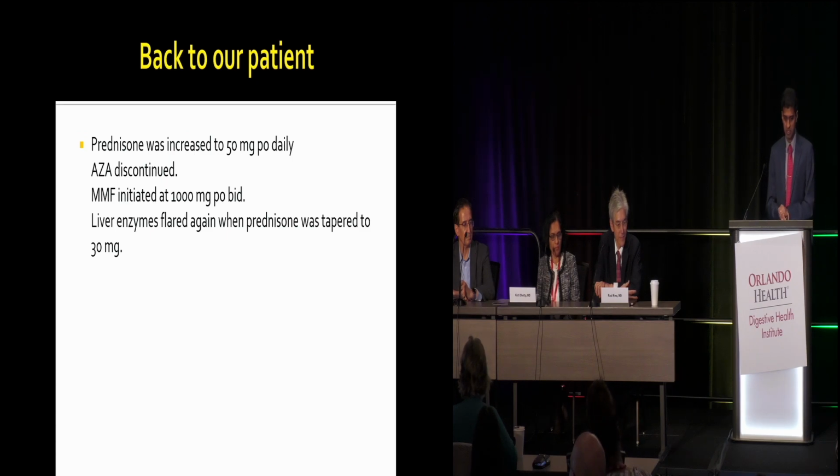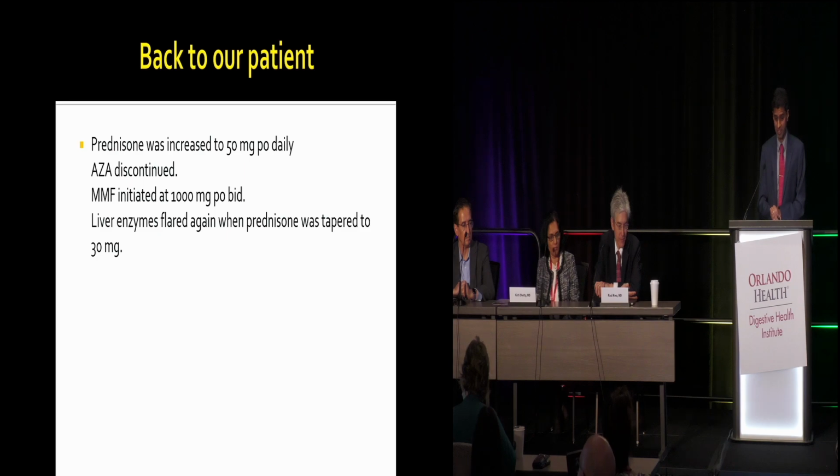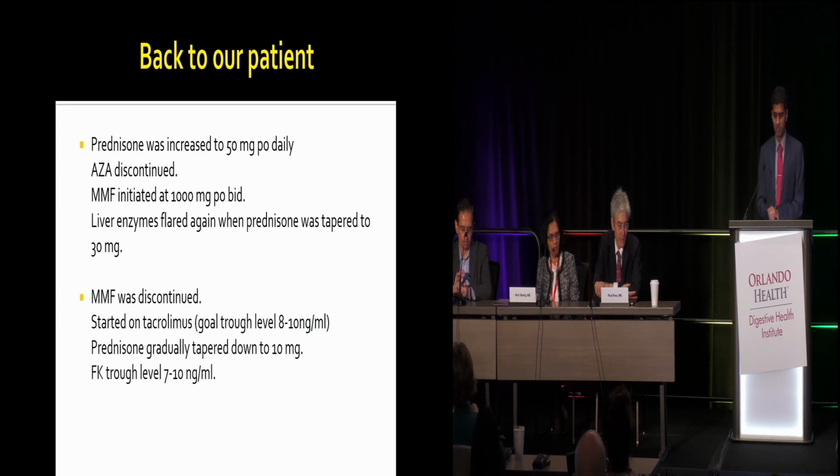So in this patient, we did the same thing. Probably one thing we could have done differently was MMF. We usually do 1 gram BID, maybe 1.5 gram BID could also be tried. But we increased the prednisone, we discontinued the azathioprine, we initiated the MMF. Liver enzymes flared again when prednisone was tapered down. So eventually we started tacrolimus with a goal trough level of 8 to 10.